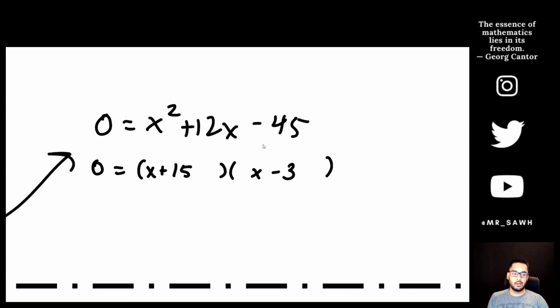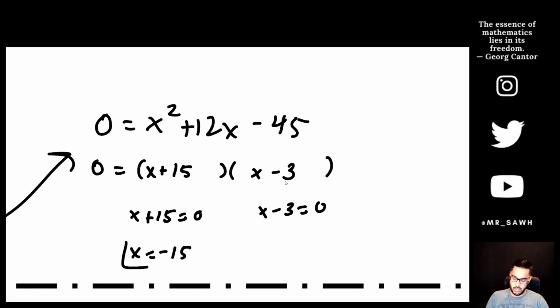So I've got my trinomial factored. I've got the two that will make it 0 when you multiply. So let's find the specific value of x for each of them. So x plus 15 could be 0, or x minus 3 could be 0. So x is going to be negative 15. That's one of them. Or x is going to be positive 3.